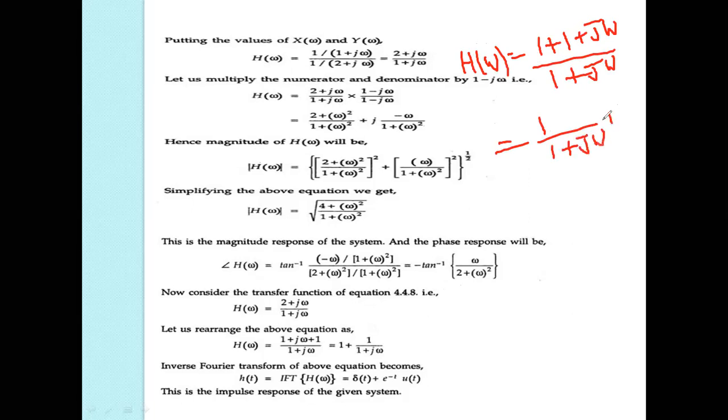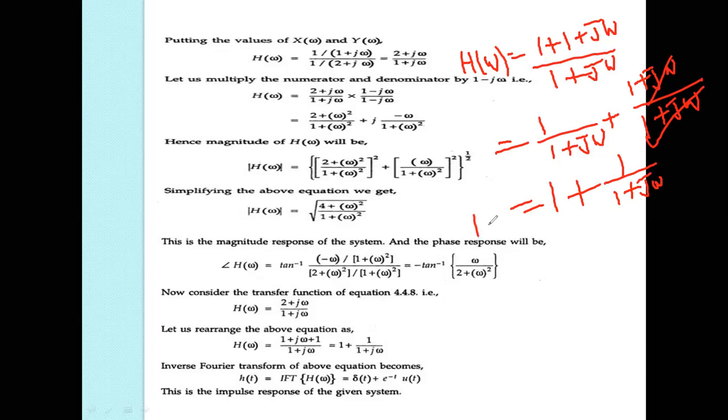What is it? 2 here? 2 is nothing but 1 plus 1. The H of omega we got here, h of omega we got as 2. I am writing 2 as 1 plus j omega whole divided by 1 plus j omega. Now I am writing 1 by 1 plus j omega plus 1 plus j omega by 1 plus j omega. It gets cancelled. So H of omega is equal to 1 plus 1 by 1 plus j omega.